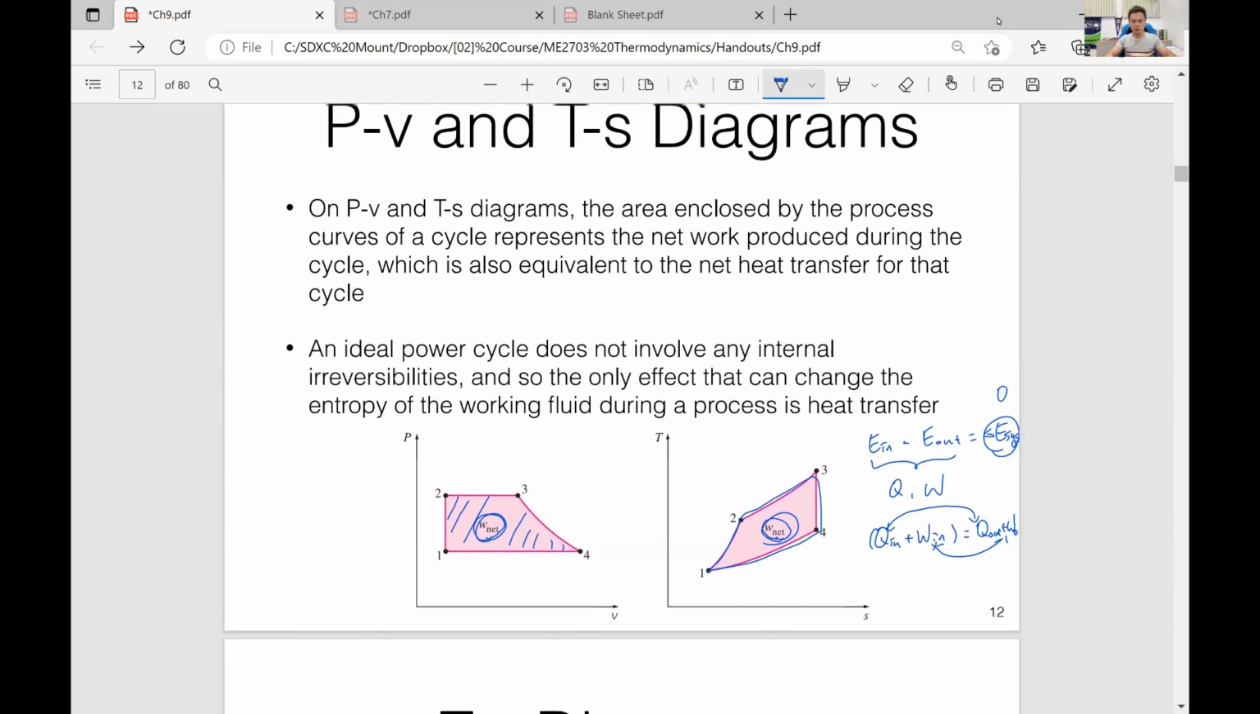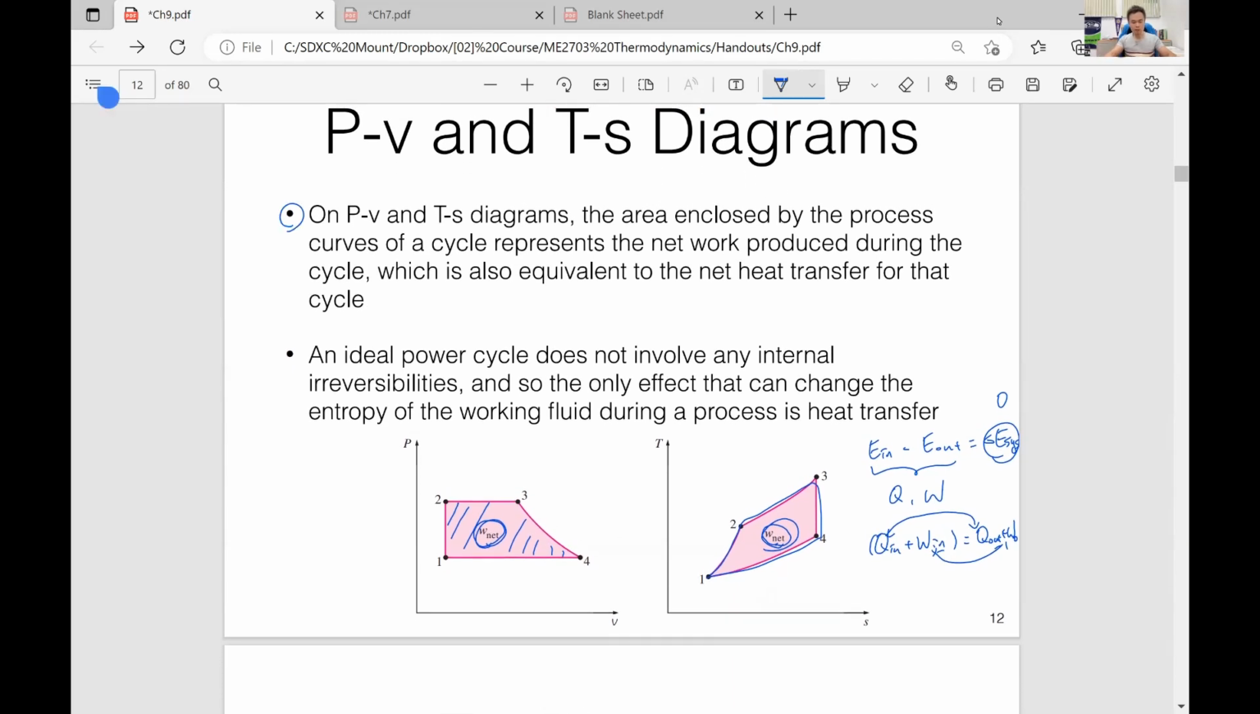Let me see. Look at this. On PV and TS diagrams, the area enclosed by the process curves of a cycle represents the net work produced during the cycle, which is the same as the net heat transfer for that cycle. An ideal power cycle does not involve any internal irreversibilities, and so the only effect that can change the entropy of the working fluid during a process is heat transfer.